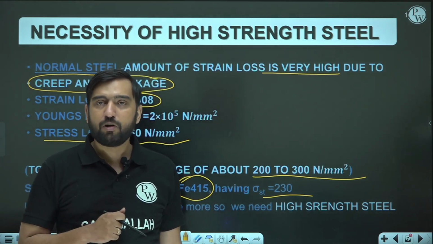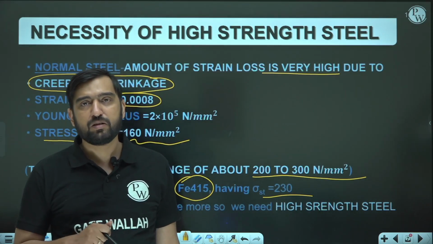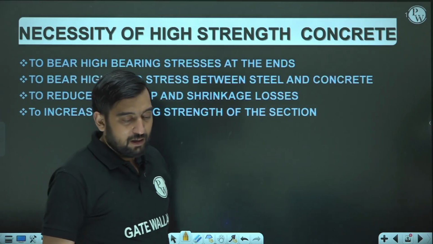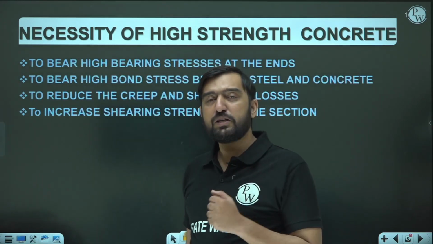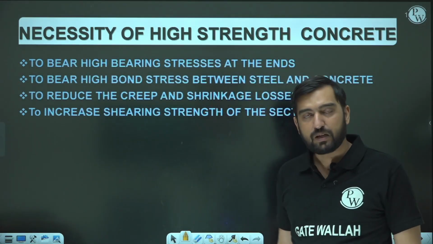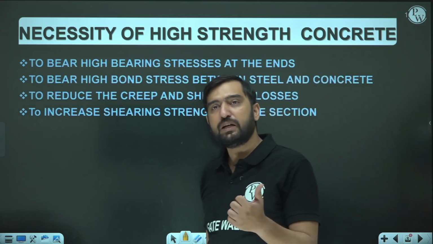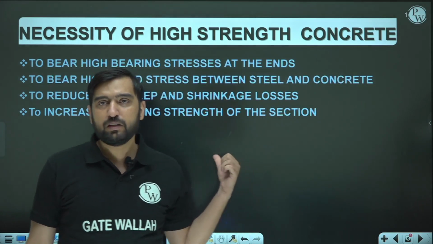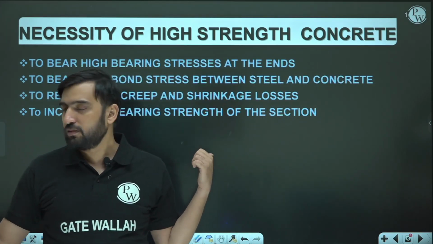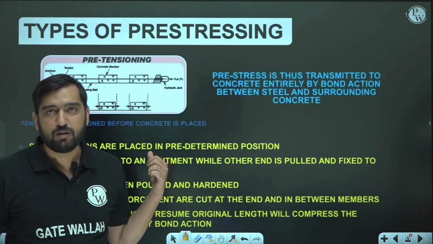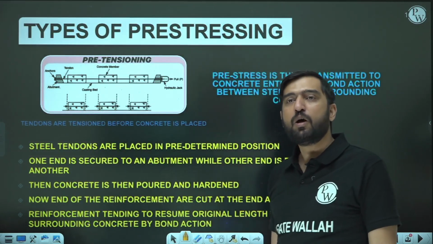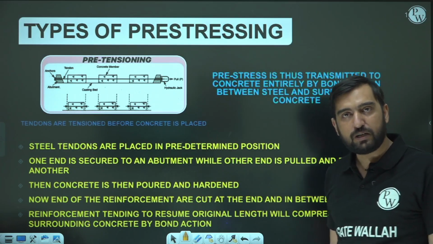Now what about concrete? Why do we need high grade strength in concrete? So let's see that. There are two types of pre-stressing. That is my next topic. One is pre-tension pre-stress concrete and another is post-tension pre-stress concrete. Before this I would like to explain those two things, then I will come back to this slide. So there are two types of pre-stressing: pre-tension pre-stress concrete and post-tension pre-stress concrete.